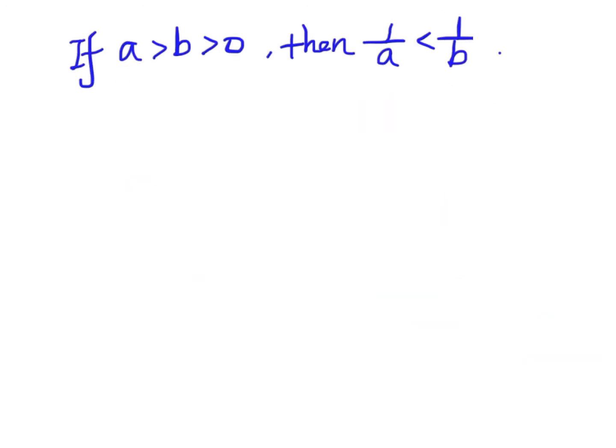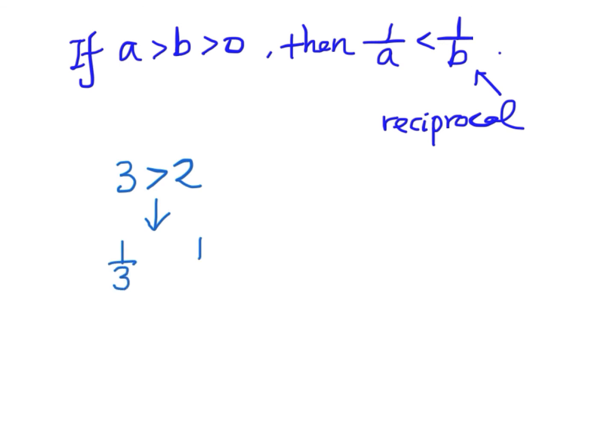And the last rule will be, if A and B are both positive numbers and A is greater than B, then 1 over A will be less than 1 over B. And this is called the reciprocal rule. We can easily illustrate this by using a very simple example. 3 is greater than 2 and both are positive. If we apply the reciprocal on both sides, then the left hand side becomes 1 over 3 and the right hand side becomes 1 over 2. And of course, it will be ridiculous for 1 over 3 to be greater than 1 over 2. So we have to again change the direction of the inequality sign.